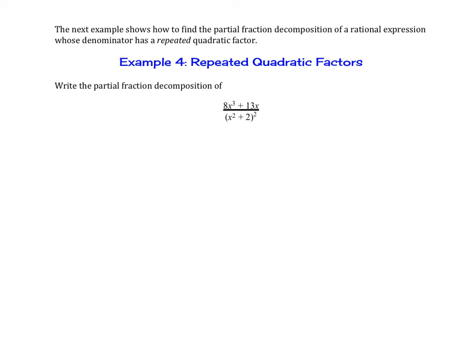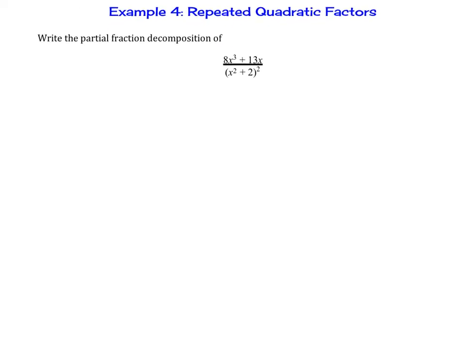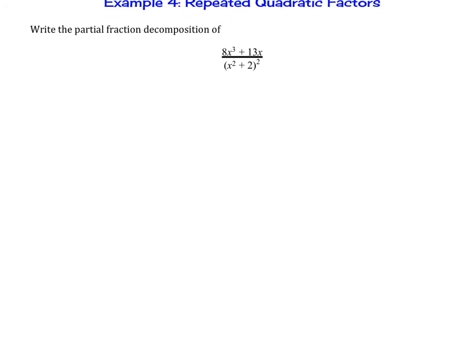Let's try another example. Now let's work with a repeated quadratic factor. Write the partial fraction decomposition of 8x cubed plus 13x over (x squared plus 2) squared. We need to remember that we need to write a partial fraction with a linear numerator for each power of x squared plus 2. So let's try this. This is 8x cubed plus 13x over (x squared plus 2) squared.